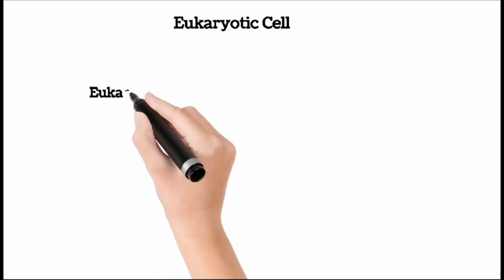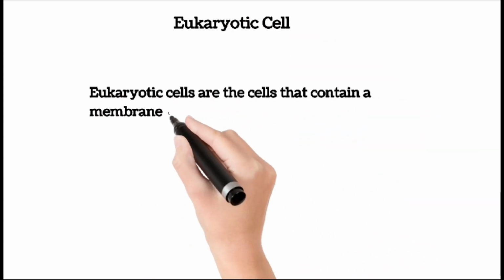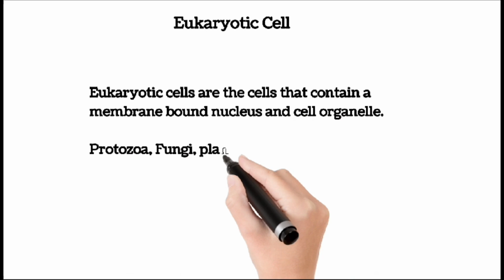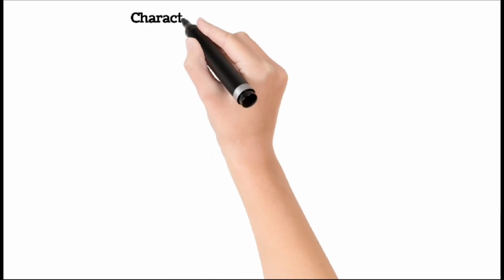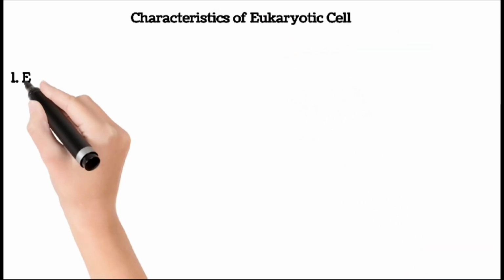Eukaryotic cells are the cells that contain a membrane-bound nucleus and cell organelles. Protozoa, fungi, plants and animals all have eukaryotic cells. Characteristics of a eukaryotic cell.